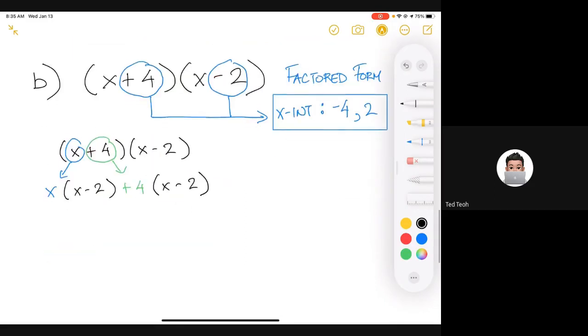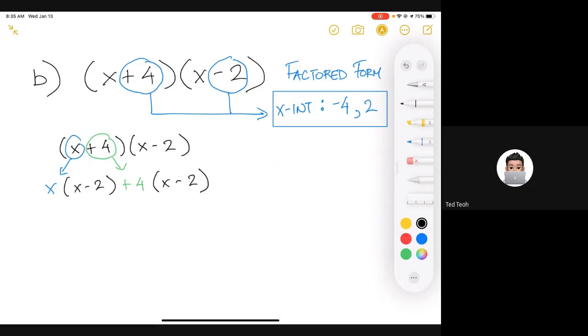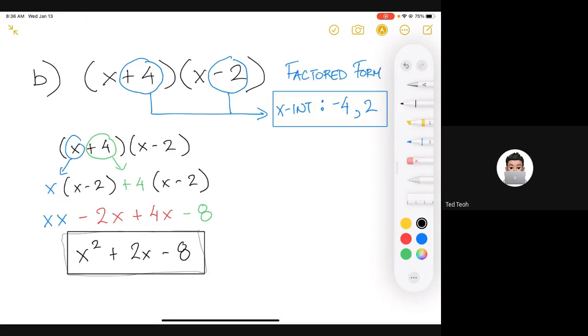Okay, so it's kind of good review for the test that you have to hand in on Friday. So x times x is going to be x squared. x times -2 is going to be -2x. That gets rid of my first bracket. To get rid of my second bracket, I'm going to go +4 times x. It's going to be +4x. +4 times -2 is going to give me -8. Okay, so I'm just going to finish this off. x squared plus 2x minus 8. Okay, so this question is now in standard form.